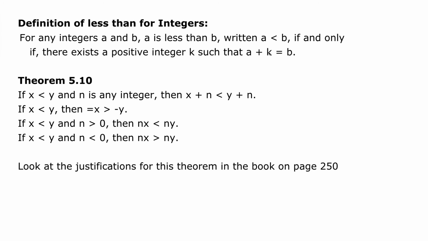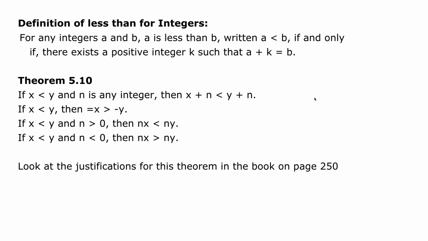If k is negative, you're going to have a minus something, some number, right? So then b is not always greater than a, so k has to be a positive number. Okay, and look at these theorems. If x is less than y, and n is any integer, then if you add the same number, whether it is a positive integer or negative integer, to both sides, the inequality doesn't change. Okay, so you can think about the balance beam.